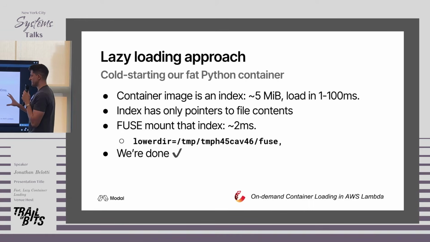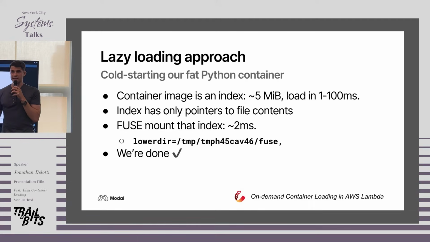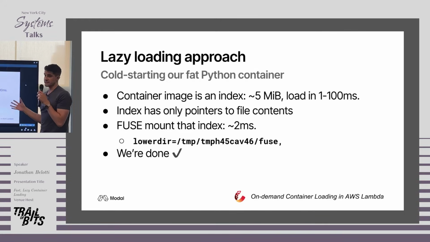We just loaded metadata. And so we've got a 1 to 100 millisecond image index load, and we're going to mount that using a FUSE file system in about 2 milliseconds, and then we've got our lower directory. We can create the overlay FS mount. So we've turned something which would have taken about a minute into something that takes about 100 milliseconds. Best case takes like 5 milliseconds. So this is big for being able to start the process. And we've kind of cheated though, you can probably see.